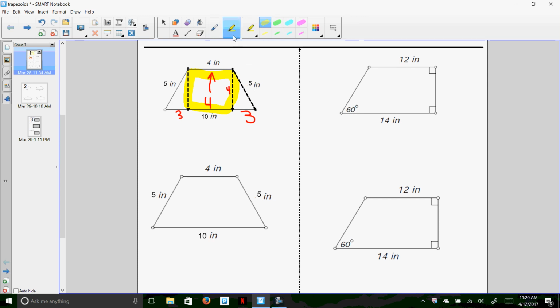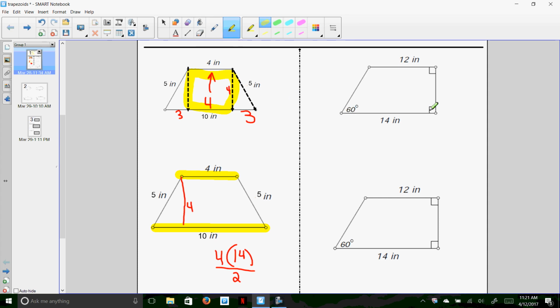So my area is 4 plus 10 is 14, times height, which we said was 4, and cut that in half. So that area is 28.